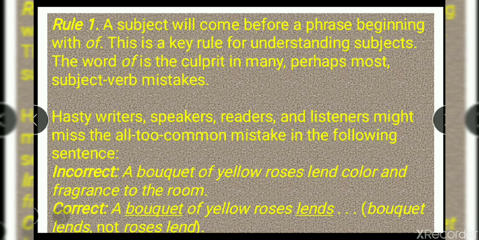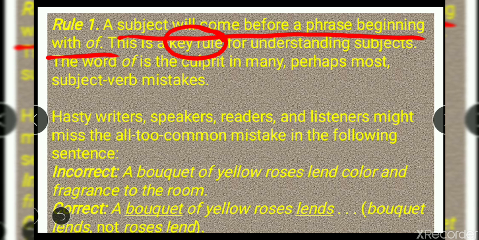Rule number 1 states that a subject will come before a phrase beginning with of. That means it is clearly stating that a subject will always be present before a phrase with of. This is a key rule. It is a very important word. This is a key rule for understanding subjects. The word of is the culprit in many, perhaps most, subject-verb mistakes.